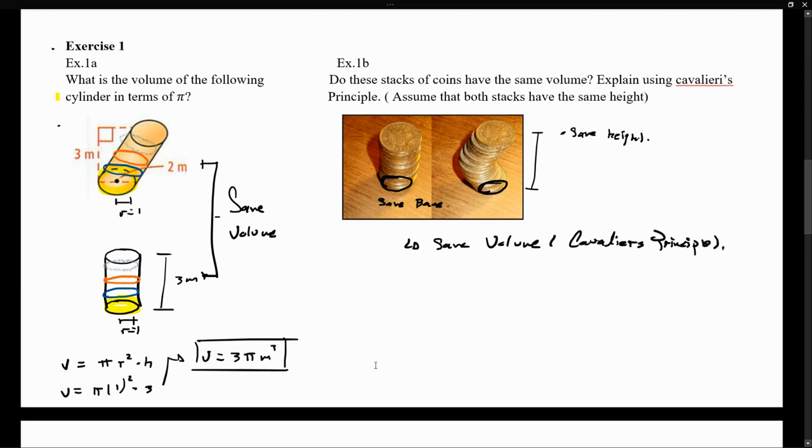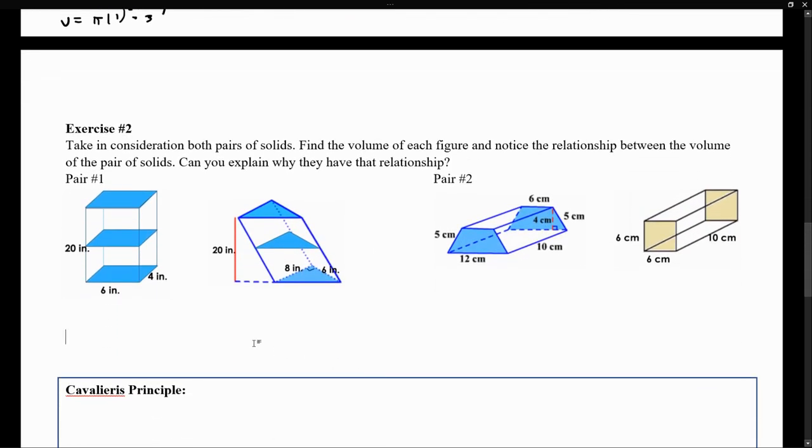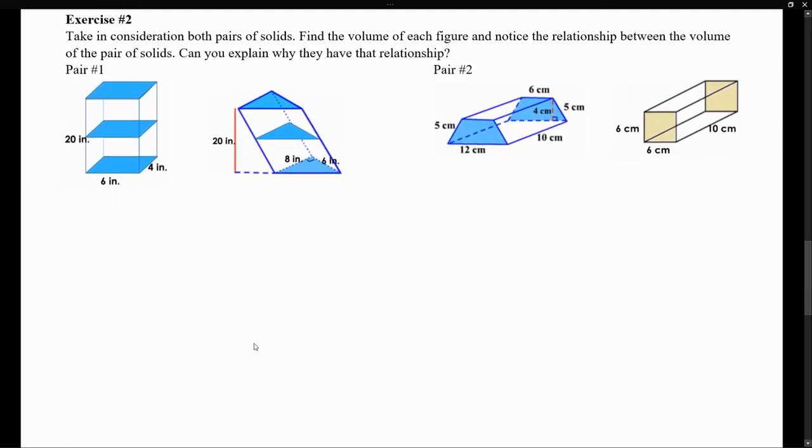Our next example is an extension of Cavalieri's principle. Let's consider both pairs of solids and find the volume of each figure, and let's try to notice the relationship between the volumes of those pairs of solids. We're also going to try to explain why they have that relationship. Let's take a look at pair number 1.